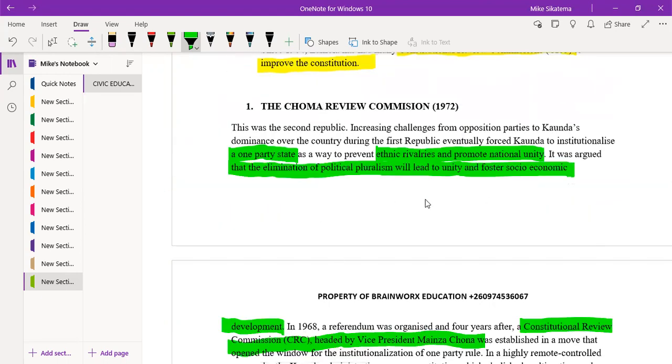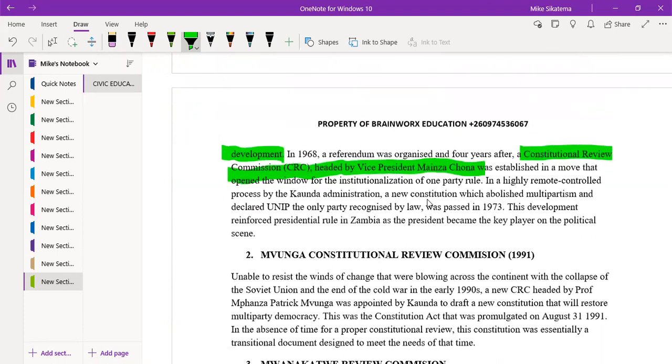So find the spelling there from the notes. No wonder it's called the Chona Review Commission, it was established in a move that opened the window for the institutionalization of one-party rule. It was a highly remote-controlled process by the Kaunda administration. A new constitution which abolished multipartism and declared UNIP the one party recognized by law, and this was passed in 1973.